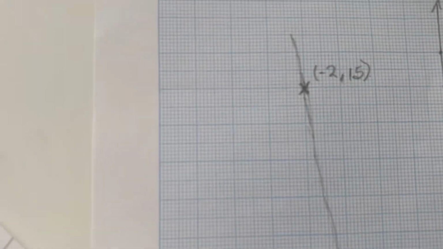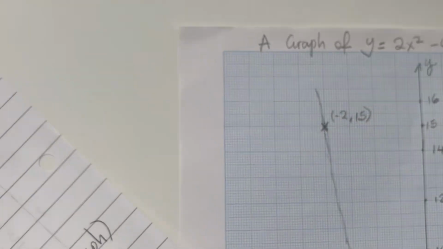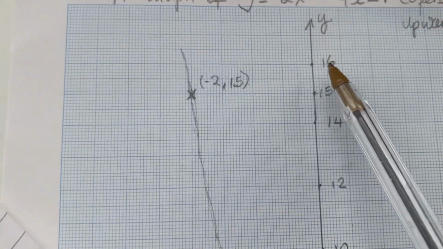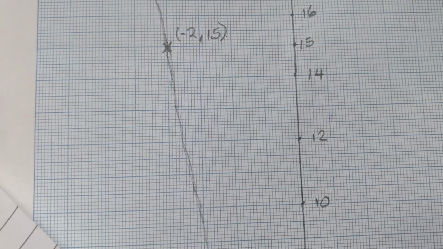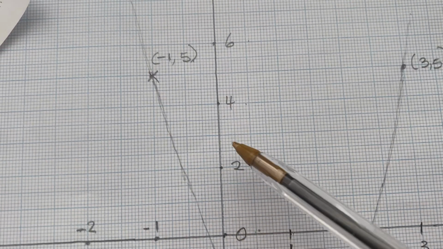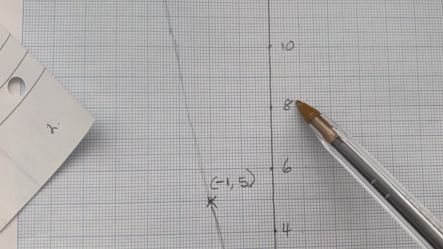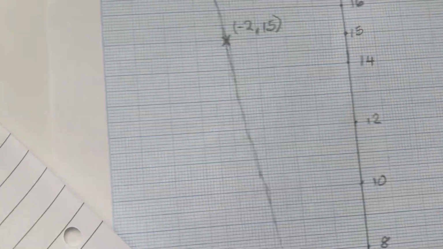So now we are going to plot the graph. So this is my y-axis, which I've labeled to 16, and as you can see, equal intervals: 0, 2. This is the positive side. Okay, 2 boxes for 2 units.